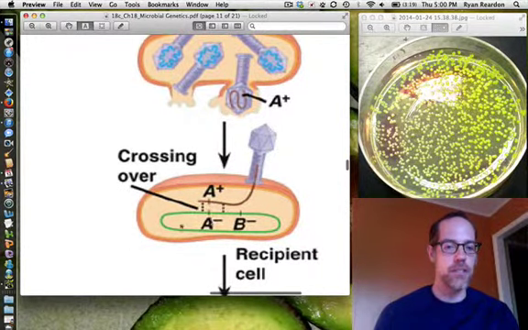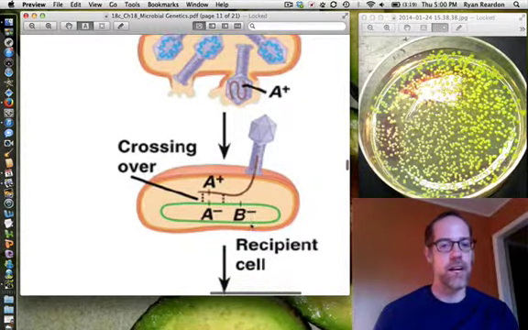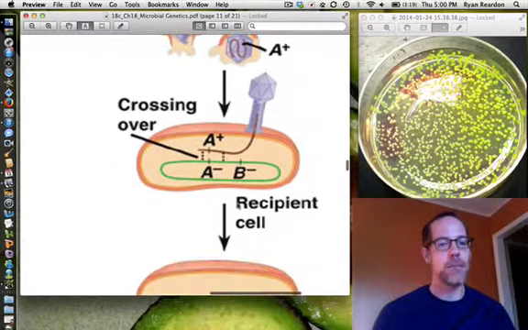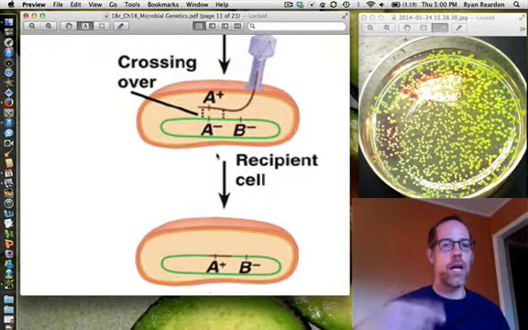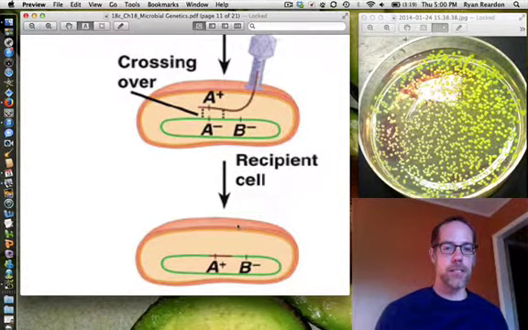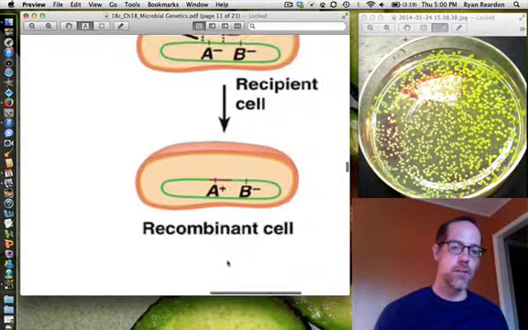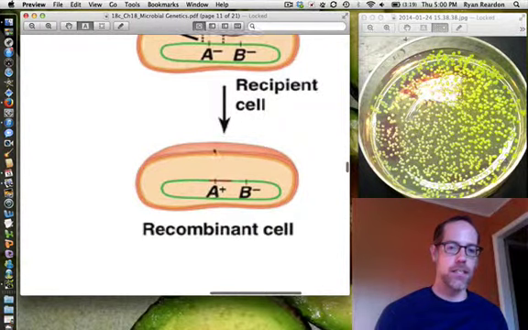And we notice that this cell has the same genes, but different, if you will, different alleles, different variants of these genes, A- instead of A+. Well, because these two pieces of DNA are homologous, when that recipient cell goes to replicate, this A+ gene could be crossed over, recombined with the host cell's genome. And so here what we've got is a recombinant cell.